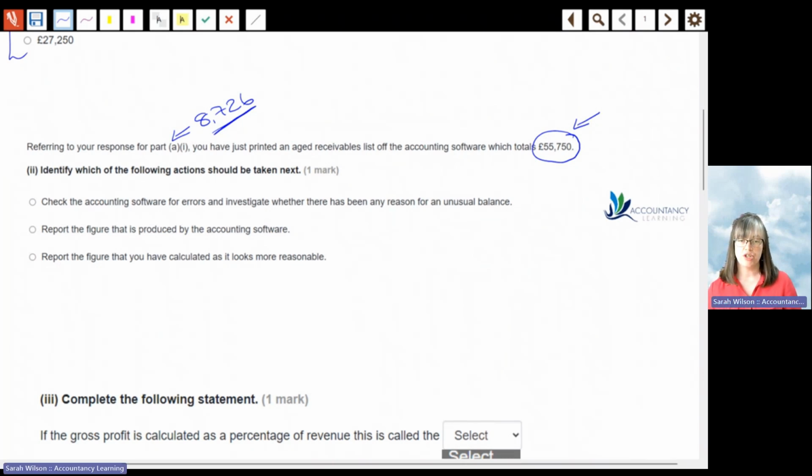So really, we shouldn't ever just be reporting figures, either the one that's produced by the accounting software or the figure that we've calculated, just because it looks more reasonable. We need to understand what the difference is. So we should be checking the accounting software for errors and investigating whether we can find a reason for that unusual balance. It may be that we find errors, it could be typing errors, inputting errors, or it might be that there is actually something there that explains why the aged receivables list is that much higher.